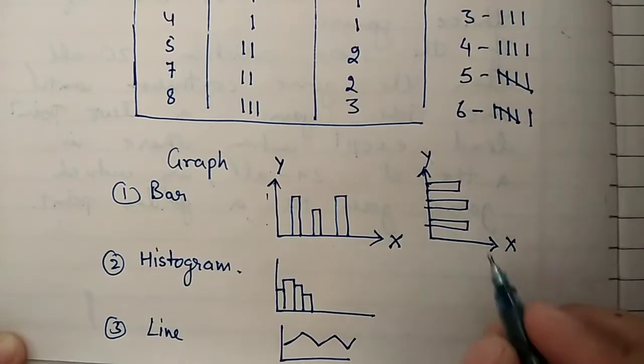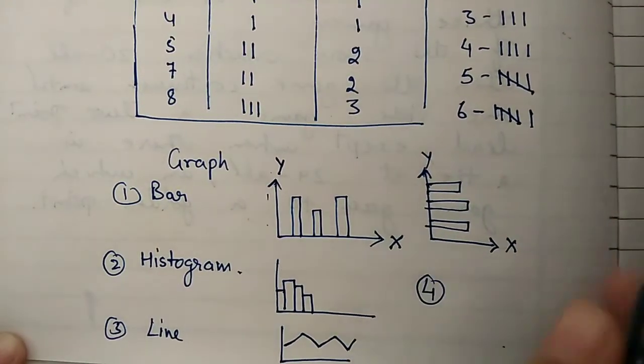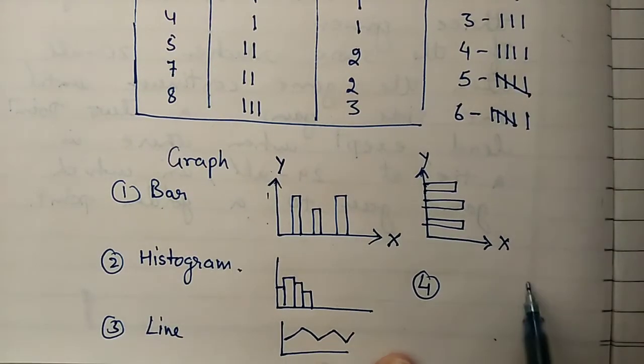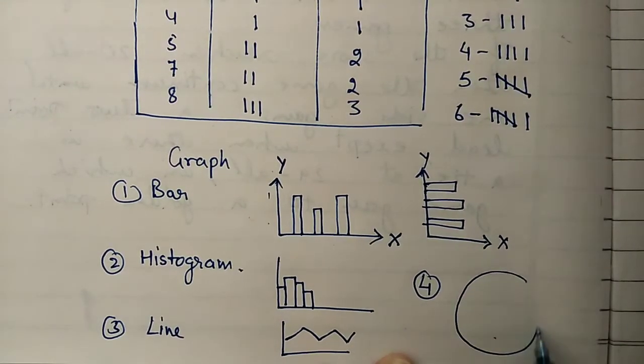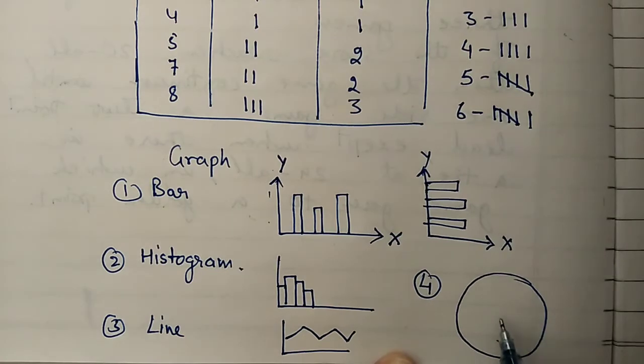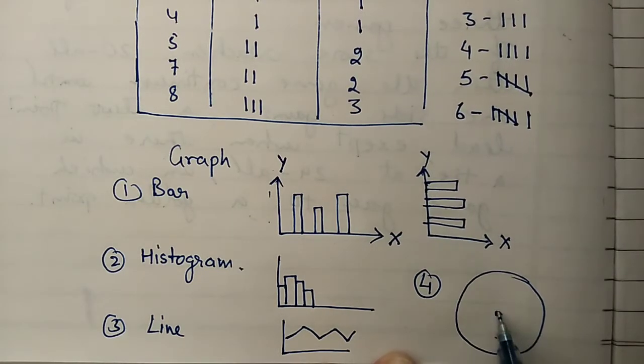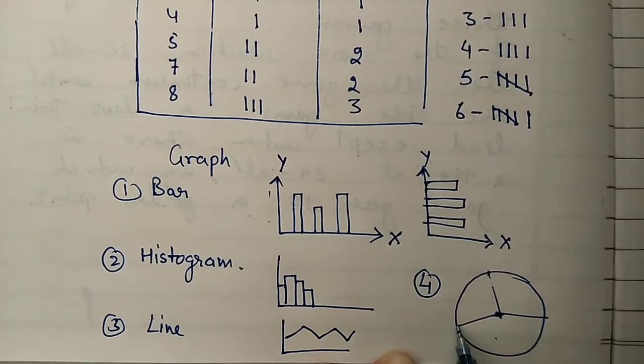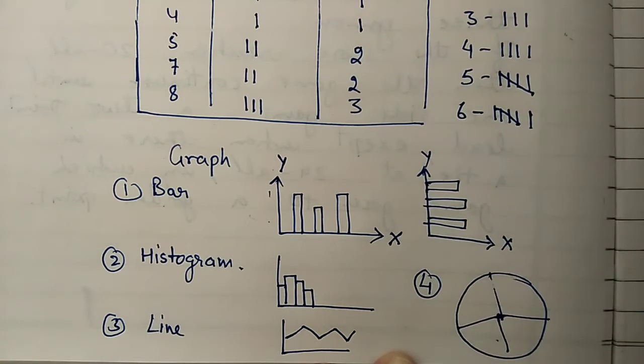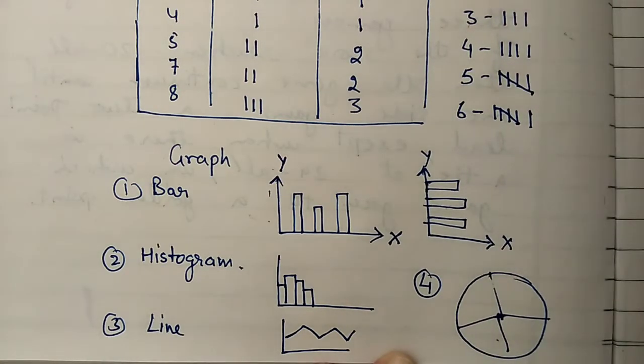And in the second exercise you will learn about pie graph. In pie graph the information we will represent in the form of a circle. So we have to draw a circle, and whatever is given we have to represent in circular form. Now we will do the first exercise.